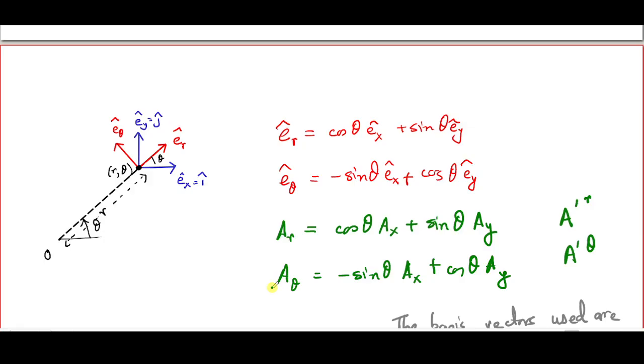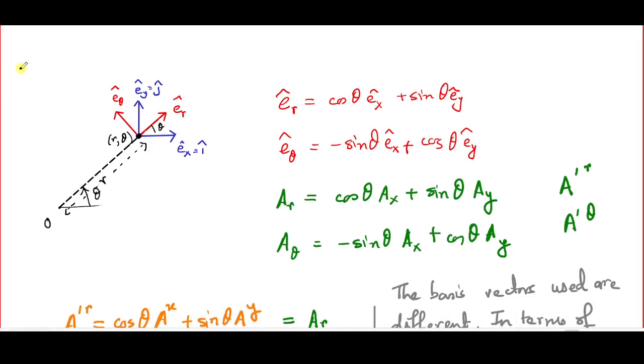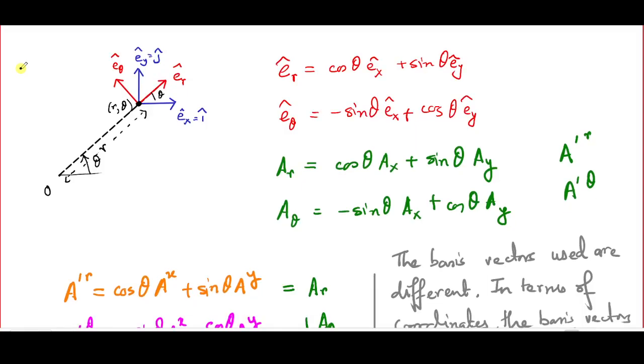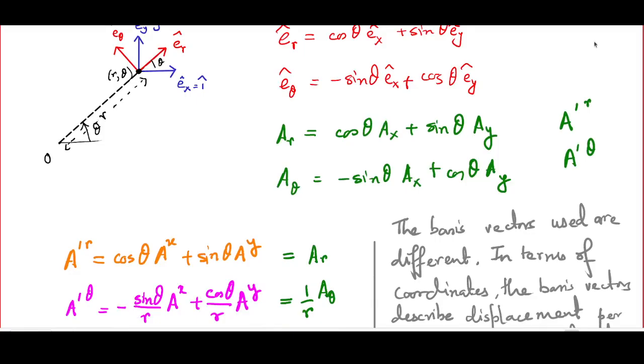Notice that while A r and A prime r are the same, A theta and A prime theta are not. And what we are going to do now is explore the reason behind this mismatch. Of course, the relationships that we have is A prime r is exactly the same as A r, whereas A prime theta is actually 1 over r times A theta. And the reason for this mismatch is pretty simple. It's all in the basis.